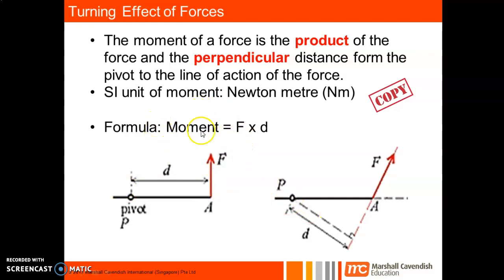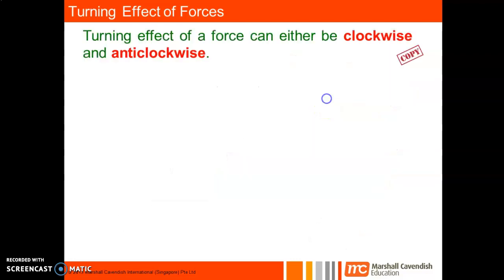The formula is moment equals F times d. Please highlight that, and you must spell out moment. Force is a capital F, and distance, which is perpendicular distance, is a small d. The SI unit for moment is Newton meters, but if you use the distance in cm, it will be Newton cm. Please make sure you have copied all this down in your notes.